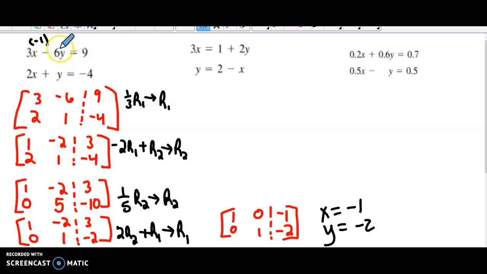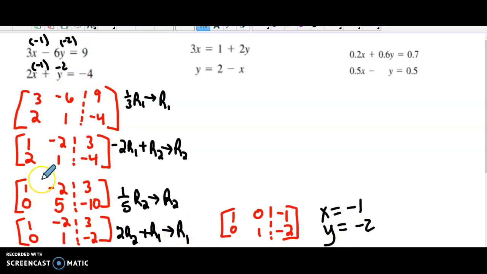I'm going to check it out and make sure that works. I'm saying that X is -1 and Y is -2. That's -3 minus -12. Negative 3 plus 12, yep, that's 9. Negative 1, negative 2: negative 2 plus negative 2. Yes, that's negative 4. Looks like my row operations worked.